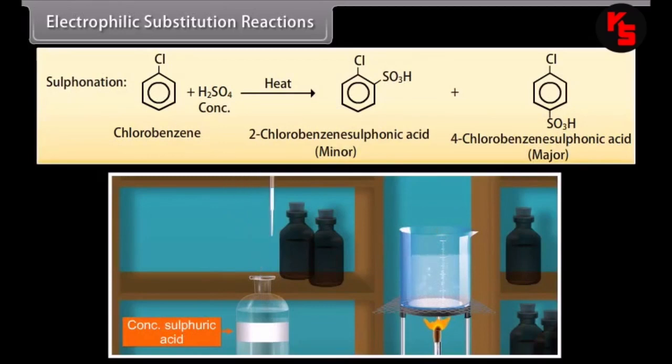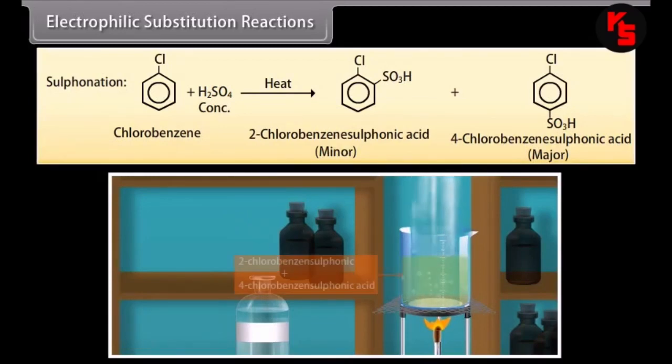Sulfonation. When chlorobenzene is mixed with concentrated sulfuric acid, it reacts to give 2-chlorobenzenesulfonic acid, which is a minor product, and 4-chlorobenzenesulfonic acid, which is a major product.